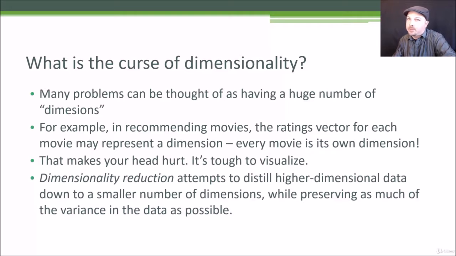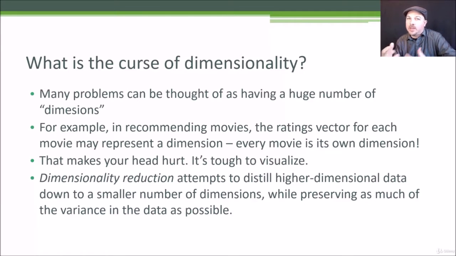Well, a lot of problems can be thought of as having many different dimensions. So for example, when we were doing movie recommendations, we had attributes of various movies, and every individual movie could be thought of as its own dimension in that data space. So if you have a lot of movies, that's a lot of dimensions, and you can't really wrap your head around more than 3, right? Because that's what we grew up to evolve within.